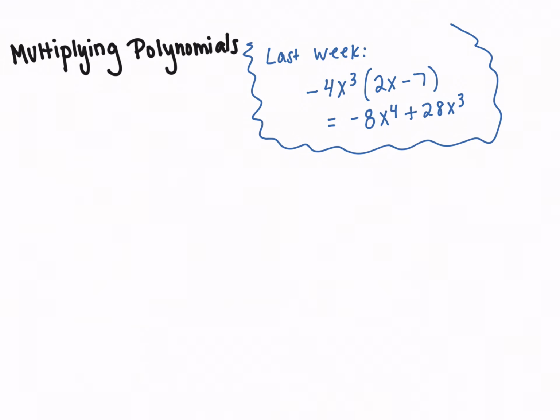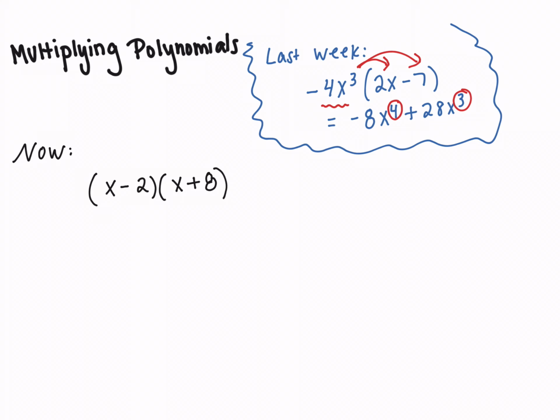In last week's lesson, we learned how to multiply polynomials, but specifically when we are multiplying a monomial, so one term, by a polynomial. So for example, we did something like this, negative 4x to the third times 2x minus 7. And what we had to do for this problem was distribute the negative 4x to the third to both terms. And then when you multiply these terms together, you have to make sure you add the exponents. So that's why this exponent became a 4, and this exponent, well, that one stayed a 3.